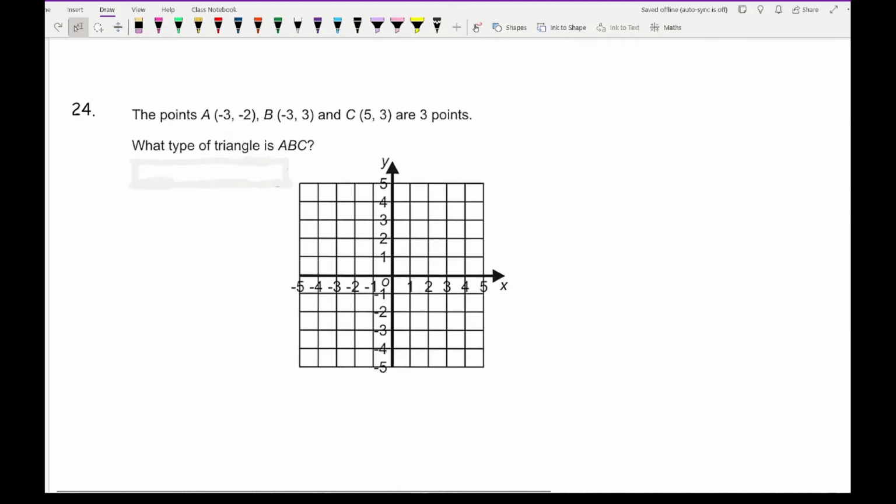And moving on to question 24, it says the points A, B and C are 3 points. What type of triangle is this? So again, what we need to do is just accurately plot these. So I've got minus 3, minus 2, which is there. Minus 3, 3 is there. And 5, 3, which is here. And as you can see, what type of triangle is that going to make? Well, if I join the points up, it makes a right angle triangle. Other possible triangles it could be are isosceles, equilateral, scalene, along those lines.